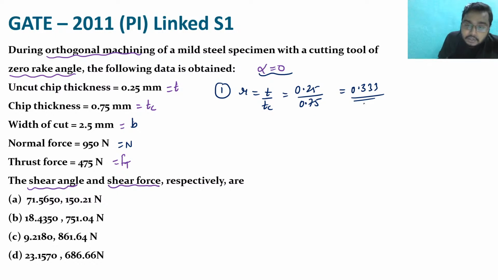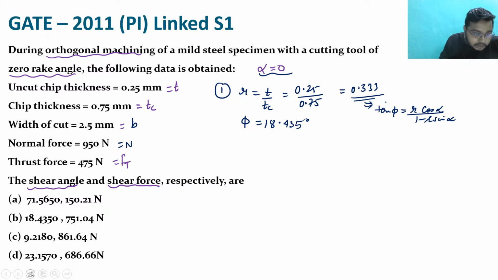So from here you use the formula tan phi is equal to r cos alpha by 1 minus r sine alpha. When you use this, you will get the value of phi as 18.435 degree. Clear? So this is the first thing that we are getting. Phi is equal to 18.435.